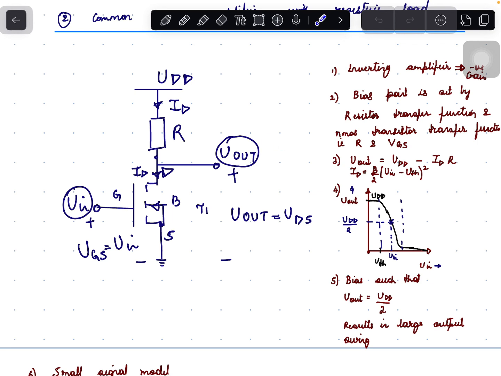This is explained in detail in the Microelectronics 4a inverting amplifiers video.